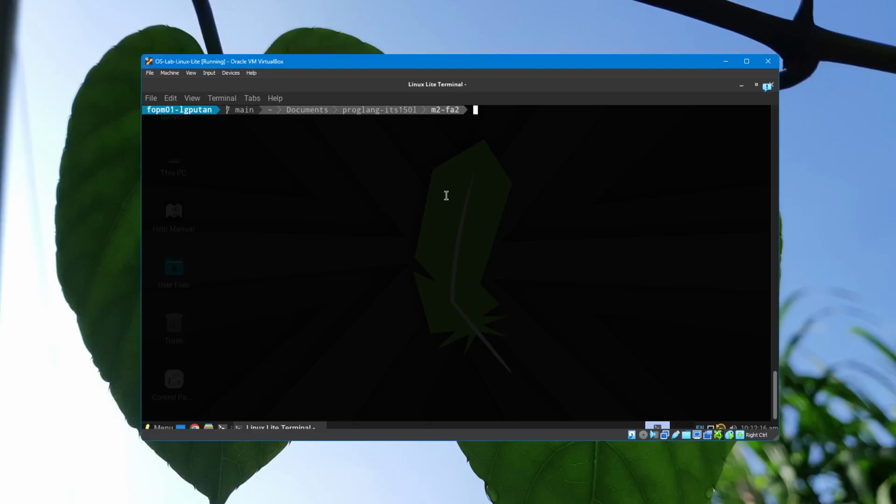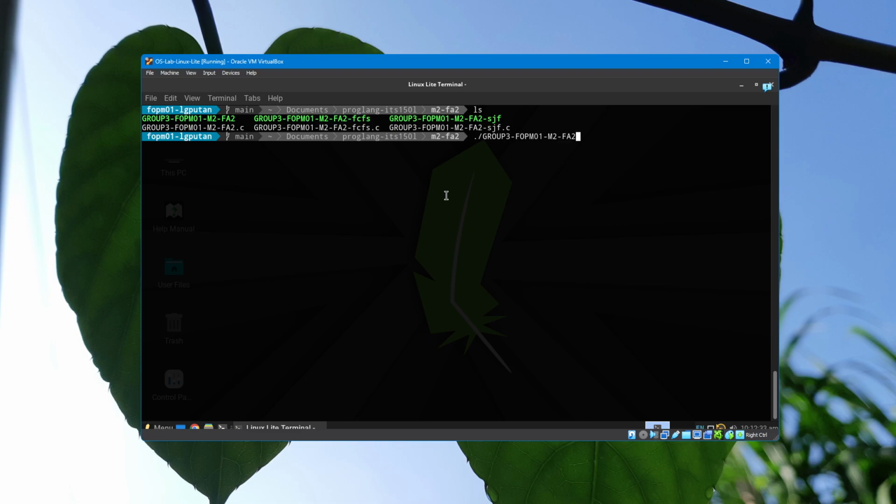So hello, I am here to demonstrate our M2-FA2-SJF for our operating systems laboratory demonstration. So for here, let's go as LS. Since we already compiled our SJF, we would just need to execute group 3 M2-FA2-SJF since we already have it.